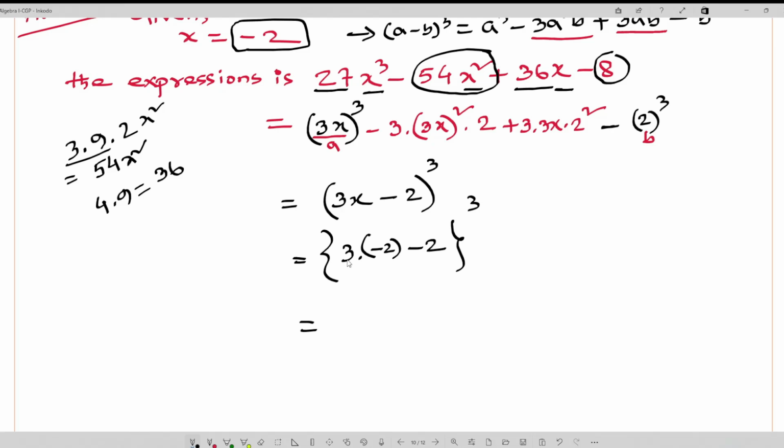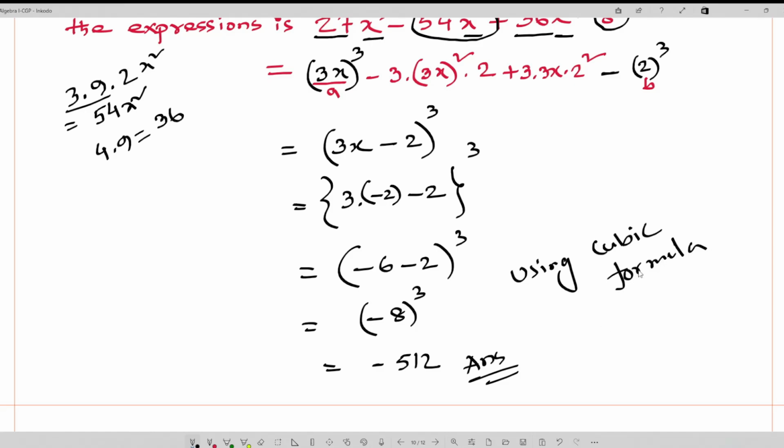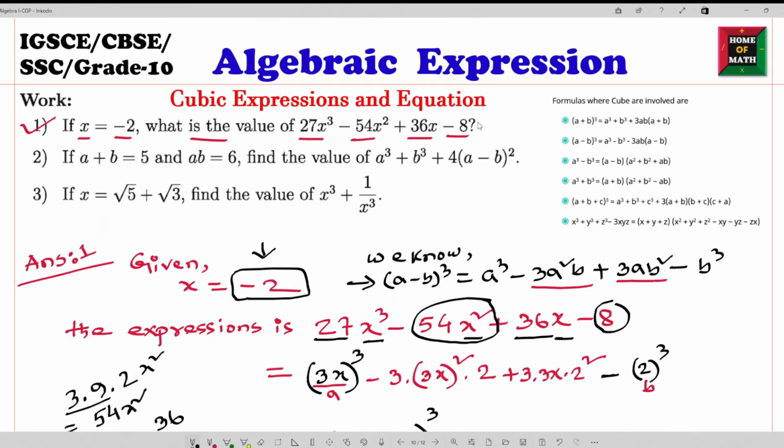Now look, 3 times -2 is -6, and here is -2 whole cube. Now look, -6 -2 means -8 whole cube. Okay, so what will be the 8 cube? 8 cube means 512, and minus cube means it will become minus, and this is our answer. By using the cubic formula, we can easily solve this problem. Okay, number 1 done. Now number 2.